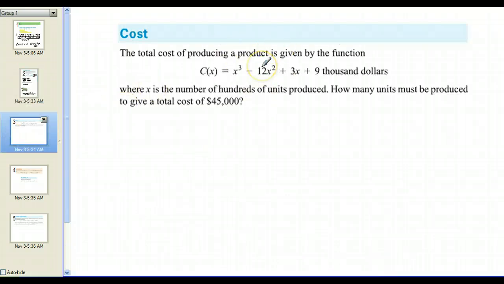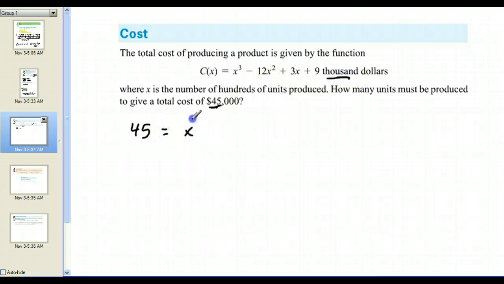Alright, and then something you've seen here before. This is a cost function measured in thousands of dollars. Make sure you read those units. And X is the number of hundreds of units produced. How many units must be produced to give a total cost of 45,000? So that means the cost is equal to 45,000. Right? It's measured in thousands, so we just let C of X equal the 45 here. Don't worry about the zeros because that's taken care of right there.